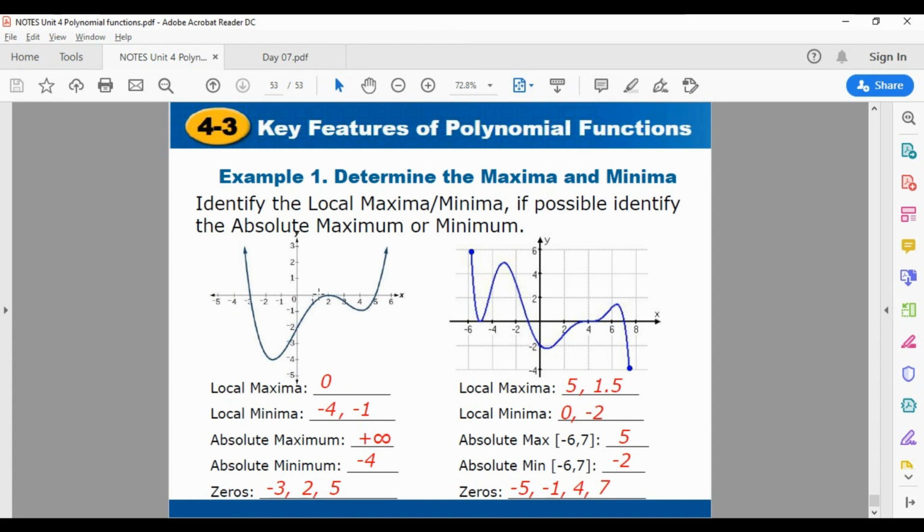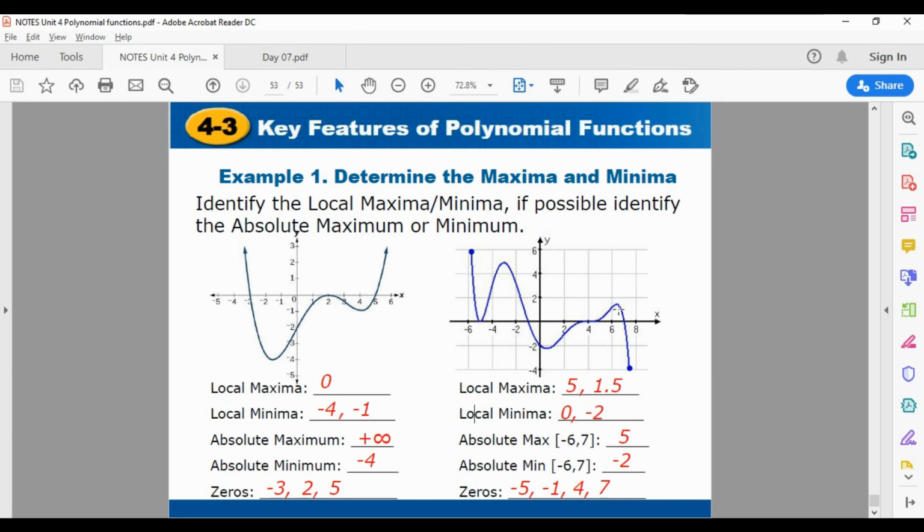The local maxima, there's a little bit of a typo here. That should be 2, because there's a local maximum right here. So that 0, ignore that. This should be a 2. But when we're talking about the absolute maximum values, the thing about maximum and minimum is that we have to take into consideration the end behavior as well. So this has an absolute maximum at positive infinity. And then there are zeros that occur at -3, 2, and 5.